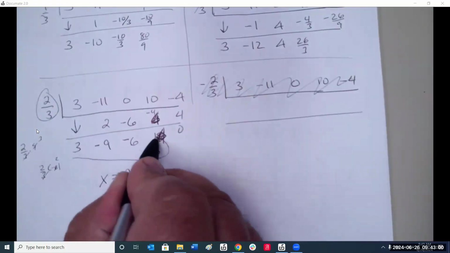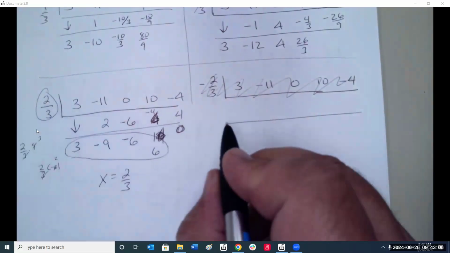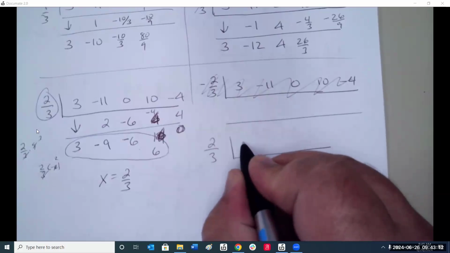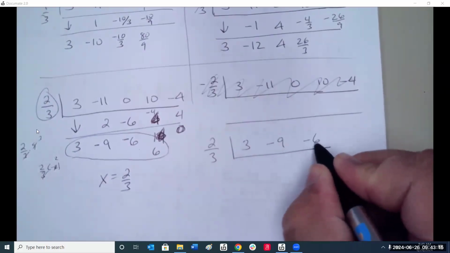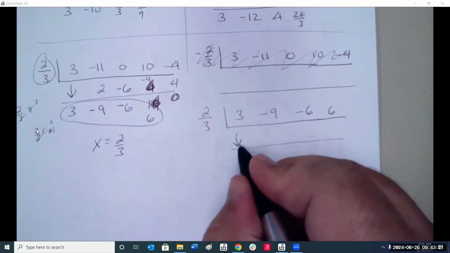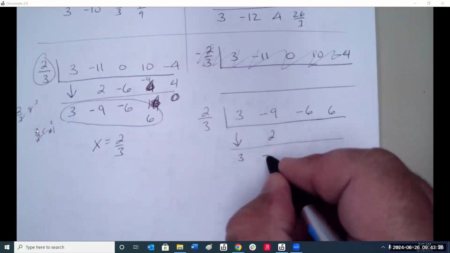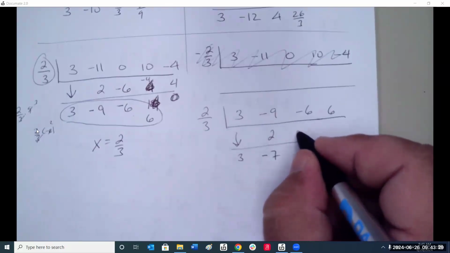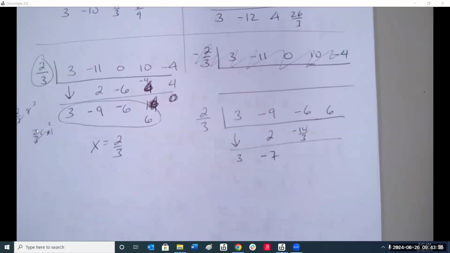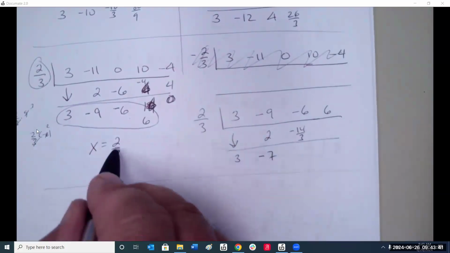So this is our new equation we'll be using since we got a 0 remainder. So we try 2/3 again. 2/3, 3, negative 9, negative 6, 6. Two-thirds times 3 is 2. So it's negative 7. That's not going to work. Negative 14 over 3. No, that's not going to work. So we only have one of these.